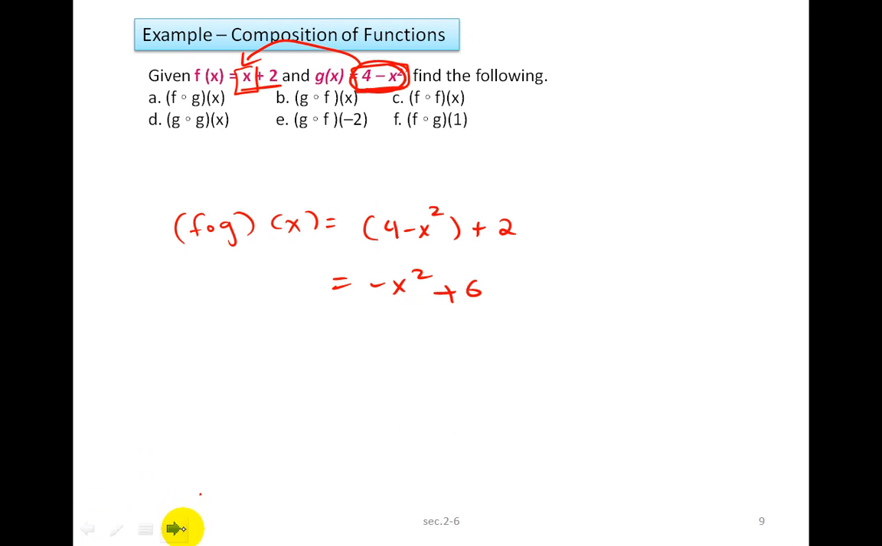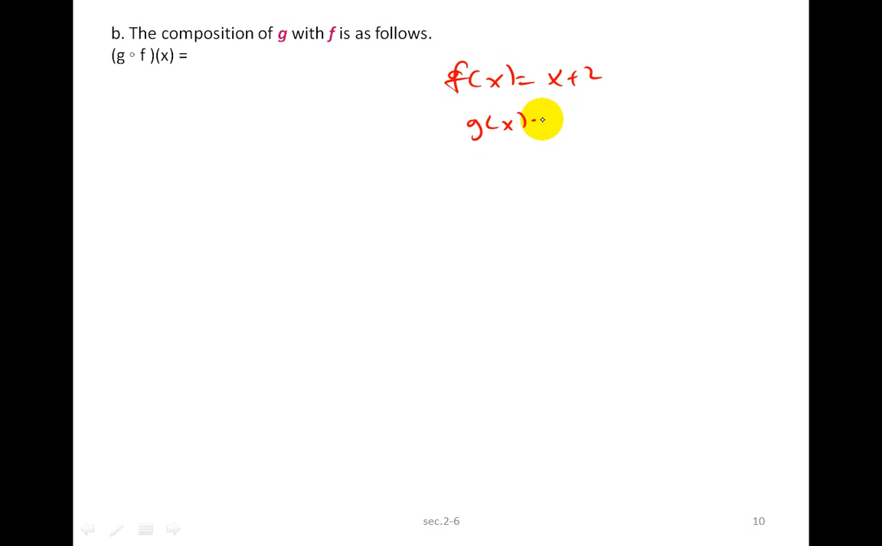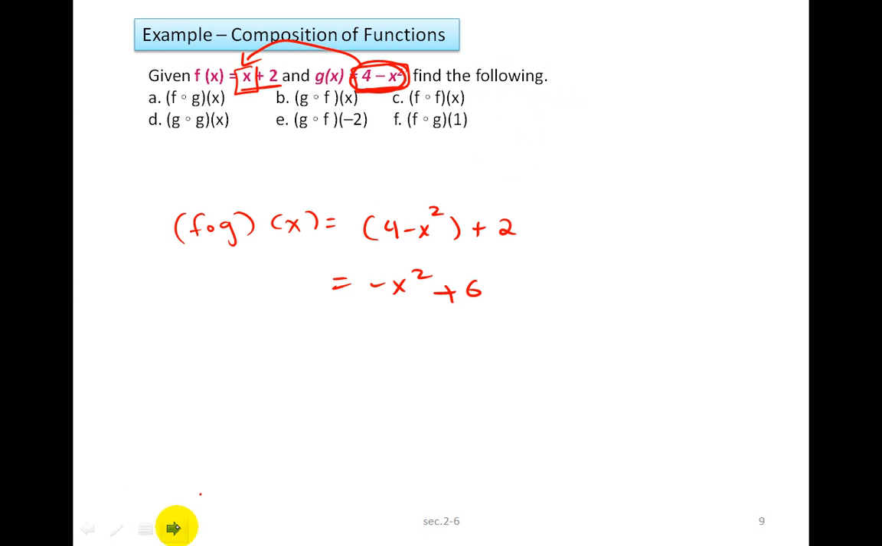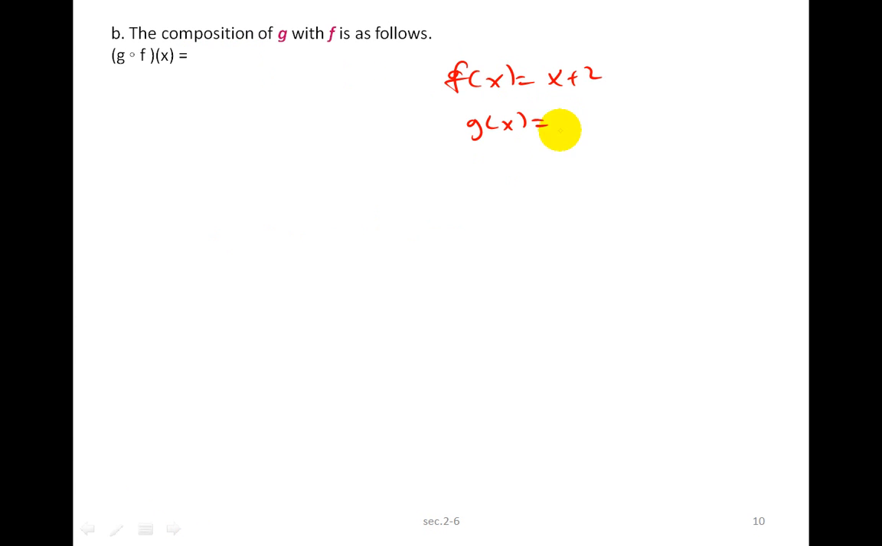So what's my f of x? My f of x is x plus 2 and my g of x is 4 minus x squared. So I want g of f of x. That means you're going to do the opposite now. Instead of this x, you will bring the whole f here.